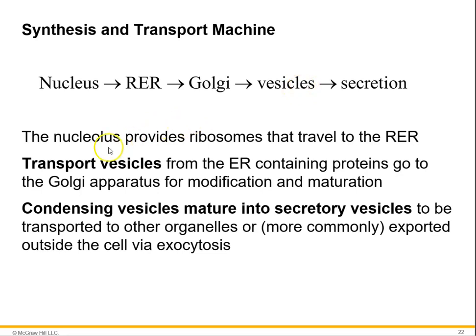The protein product of those ribosomes is going to be shipped into transport vesicles, and remember, these just kind of bud off from the endoplasmic reticulum. They contain proteins, and they go to the Golgi apparatus. The Golgi apparatus modifies them and ships them out in condensing vesicles, which then mature into secretory vesicles. And ultimately, these secretory vesicles go on to either other organelles or they go outside of the cell.